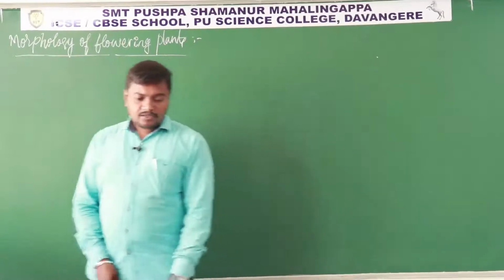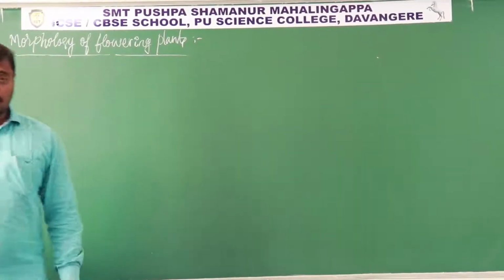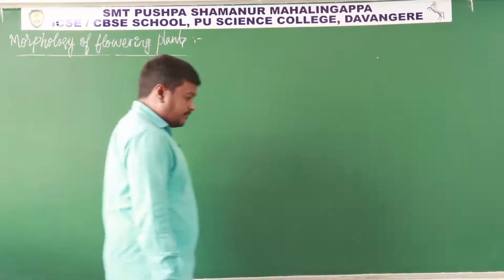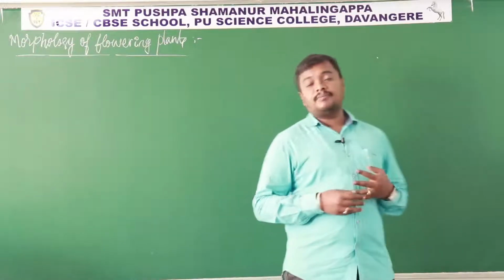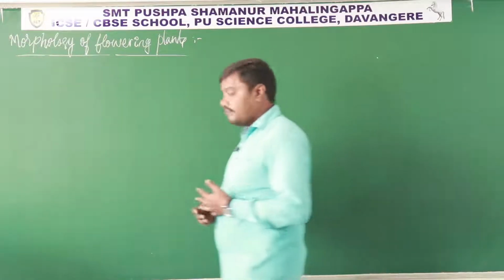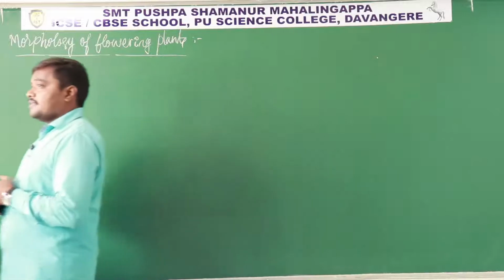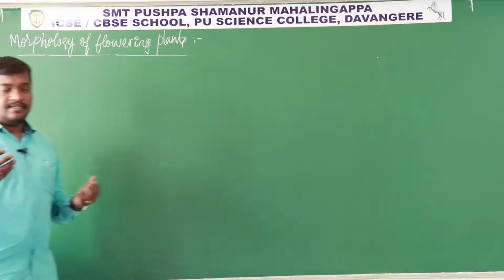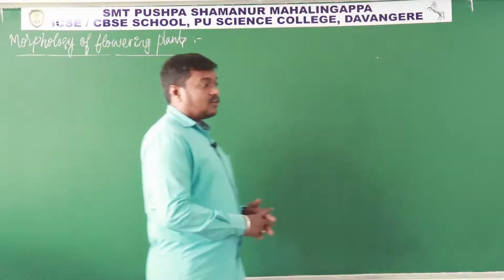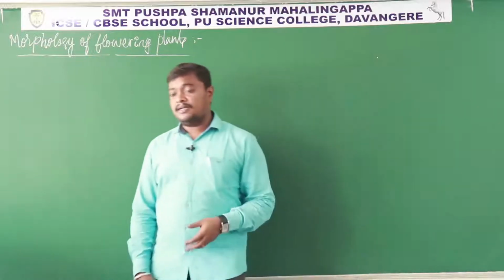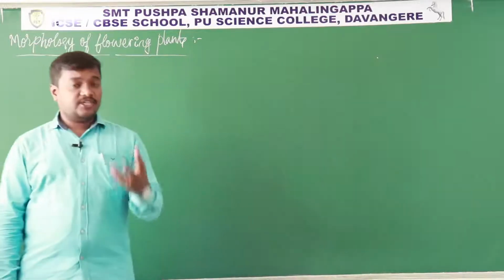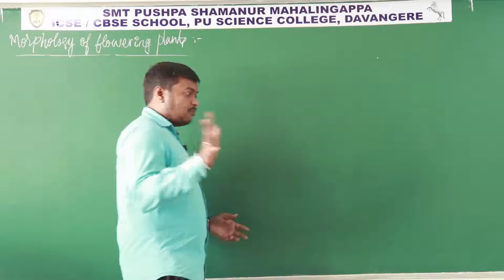Okay. Hi everybody. So in the previous class we discussed the gynoecium. The gynoecium is the female reproductive part of a flower. Gynoecium is a collective term. The individual structure of the gynoecium is called a pistil or carpel.